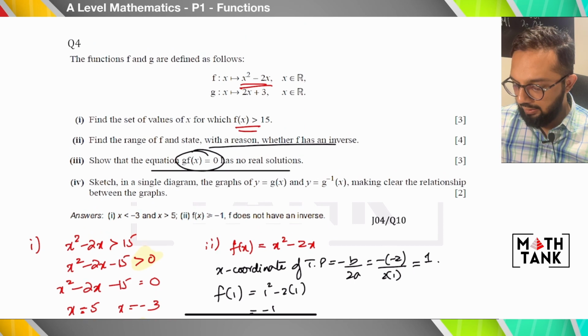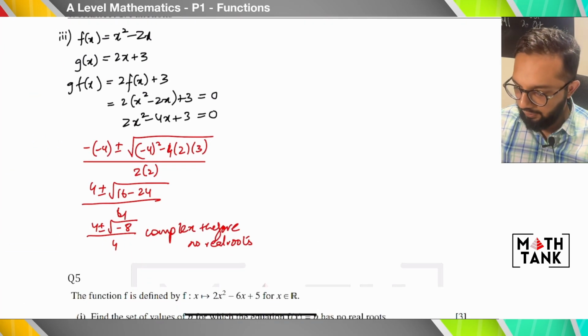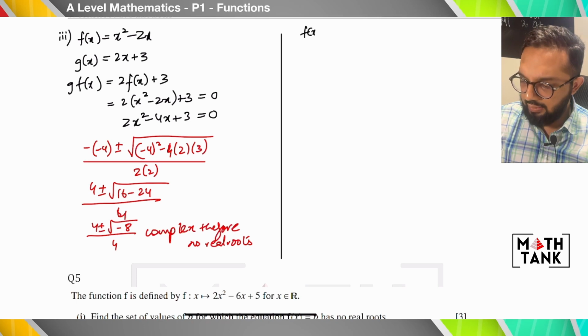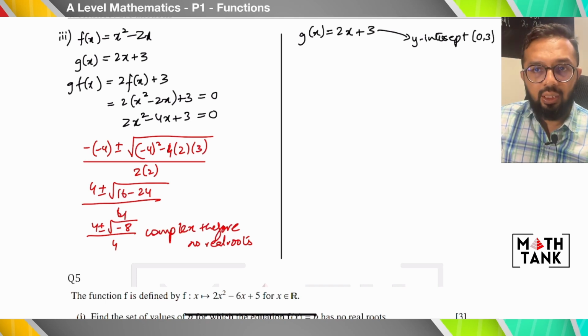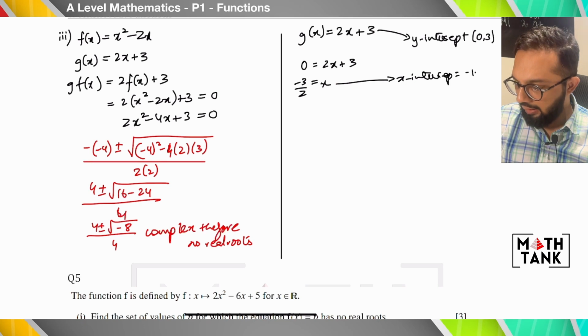Okay, then it says sketch in a single diagram the graphs of g(x) and g inverse, making clear the relationship. So g is a straight line function. When I want to sketch a linear function, I just need to find its intercepts. g of x equals 2x plus 3. From the equation itself, I can see that the y-intercept is (0, 3). I can quickly calculate the x-intercept. 0 equals 2x plus 3, and this gives me minus 3 over 2, which is the x-intercept. So I have (minus 1.5, 0).